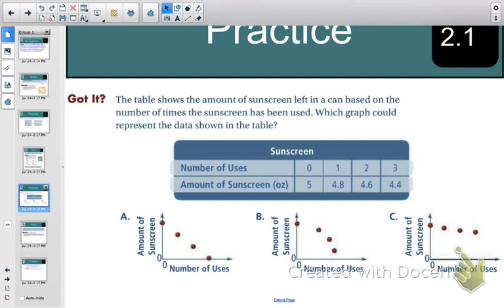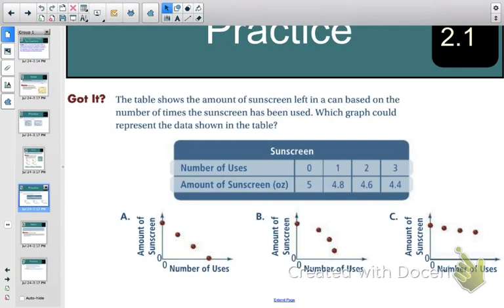Okay, look at this one. We're talking about the amount of sunscreen in a tube, I guess. Sunscreen tube, is that what you call those? Compared to its number of uses. So those are 2 variables here. After 0 uses, you have 5 ounces. So that means the bottle, when it's full, is 5 ounces. After 1 use, 4.8 ounces. After 2 uses, 4.6. And after 3 uses, 4.4.